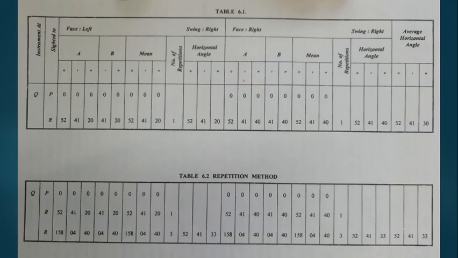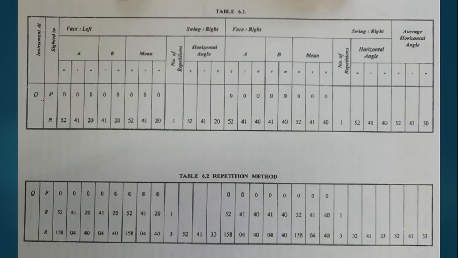Then in mean again minutes, degrees, minutes and seconds will be there. Again the repetitions column will be there, and finally the horizontal angle. There is a final column known as average horizontal angle, which implies we must take the average of the face left observation as well as the face right observation, and then the final reading will be over here. So like this we need to calculate.